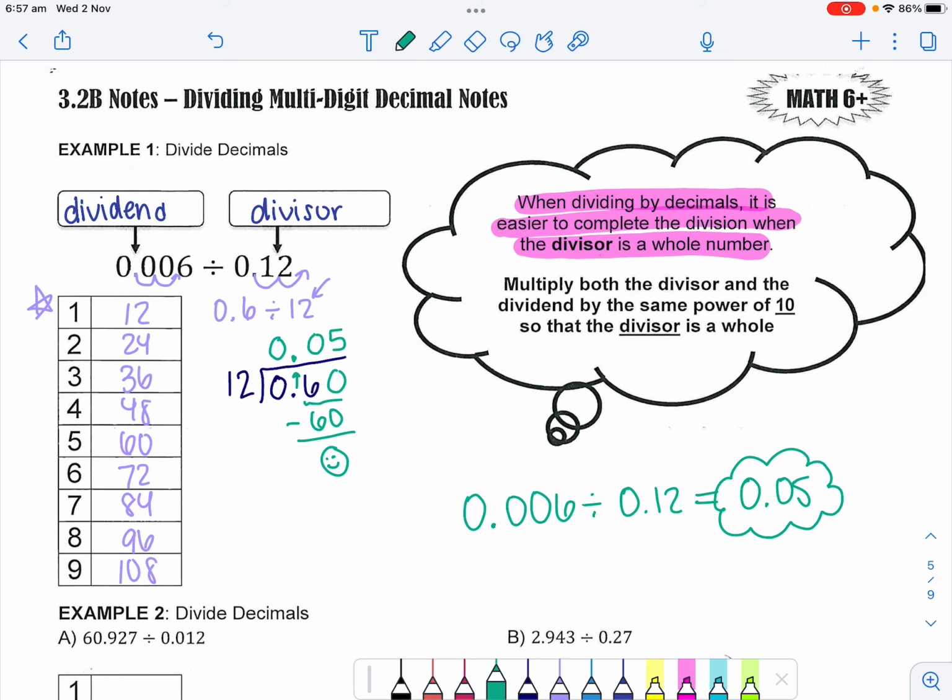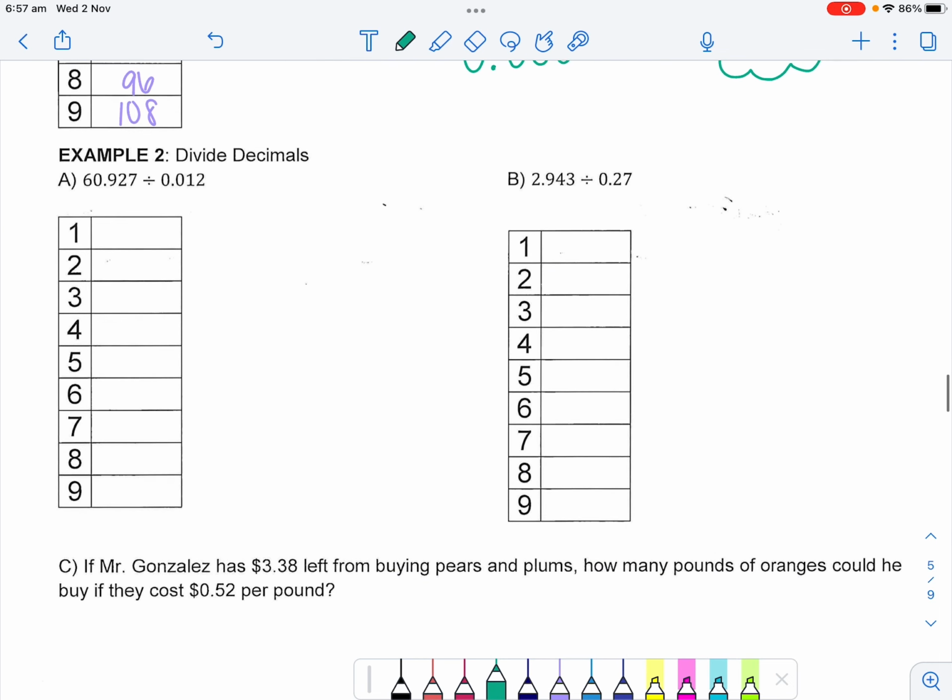Just like anything else in math class, we are using balancing. So whatever we did to one number, we must also have done to the other number. So because I moved the decimal twice in the divisor, I must also do it to the dividend, and then I'm following the rules for long division. So in example 2, I'm going to take this decimal and I'm going to move it 1, 2, 3 times. So I'm going to take this decimal and move it 1, 2, 3 times.